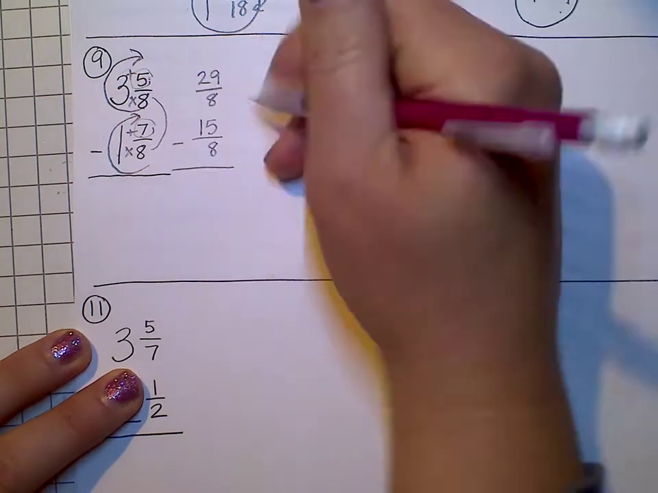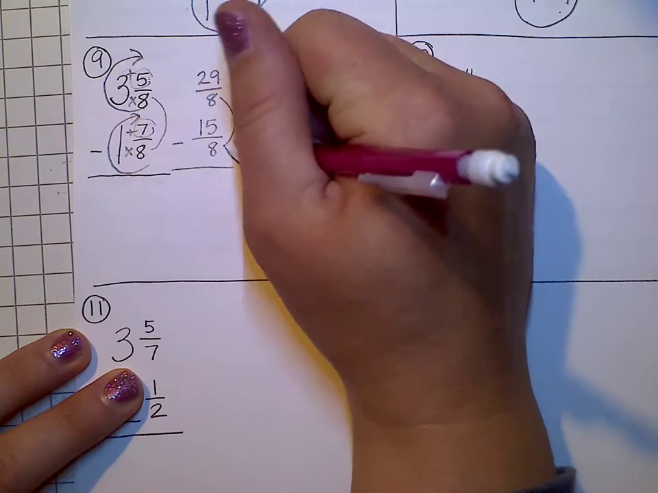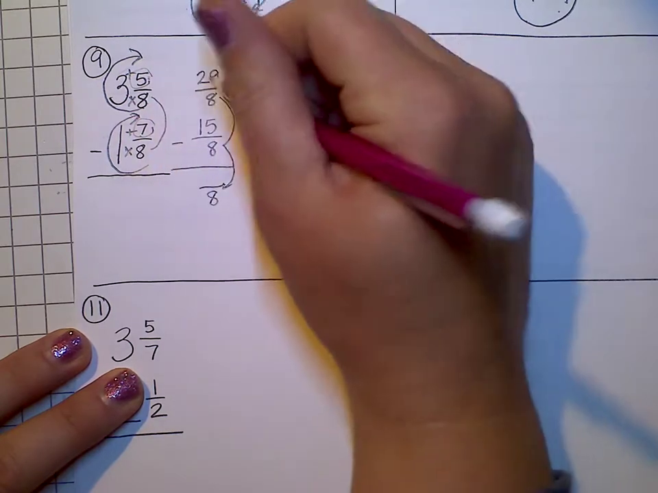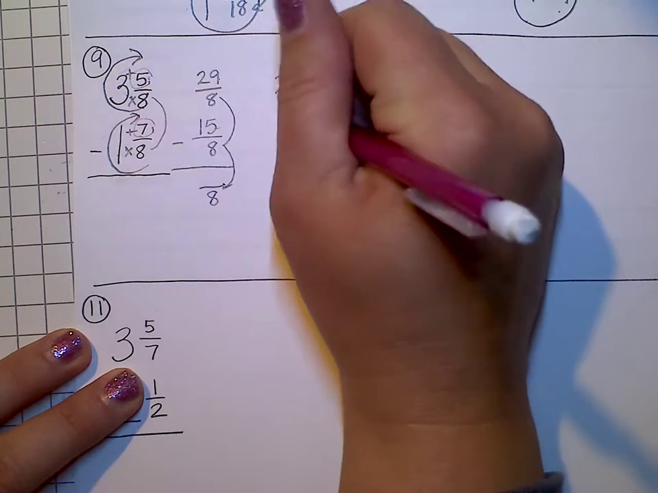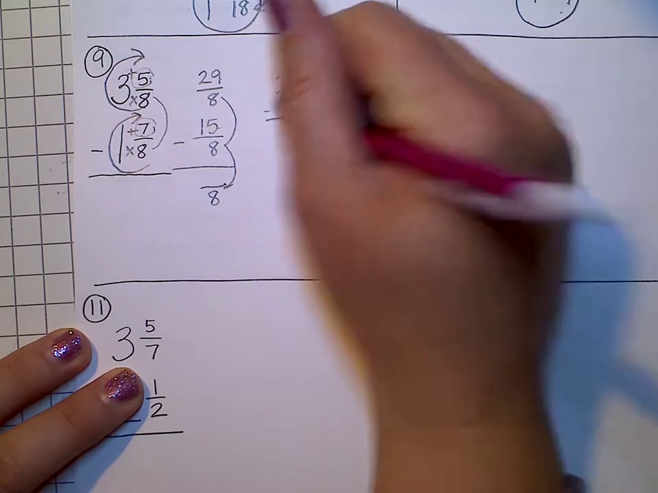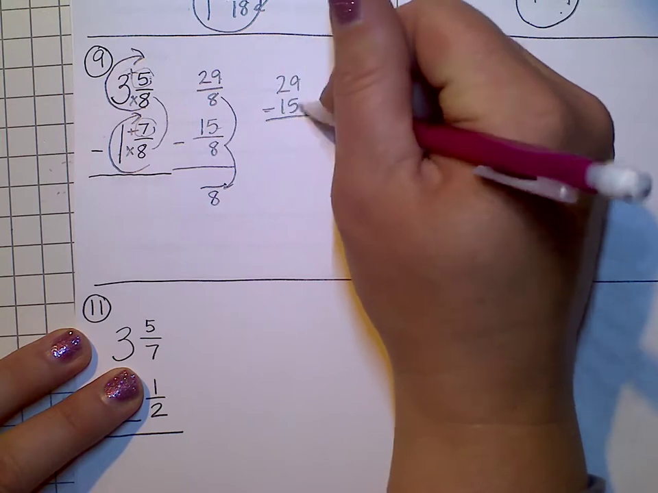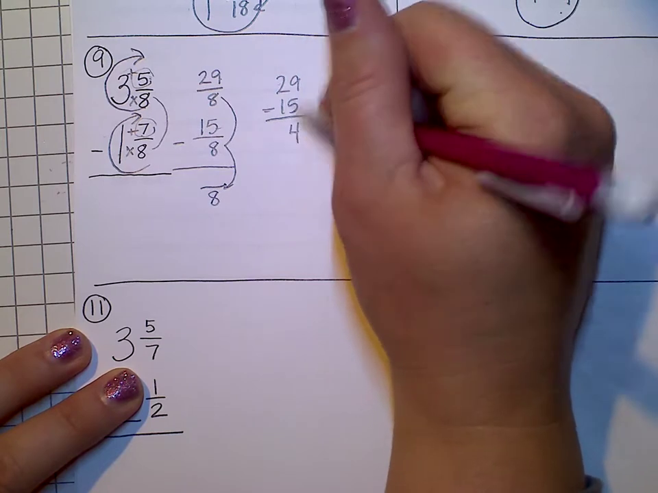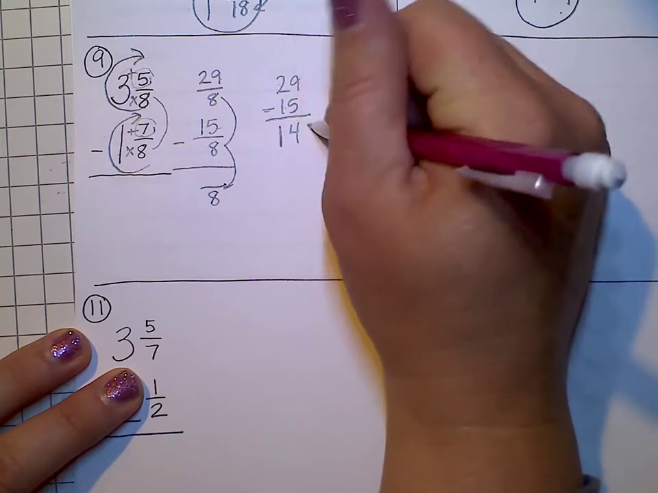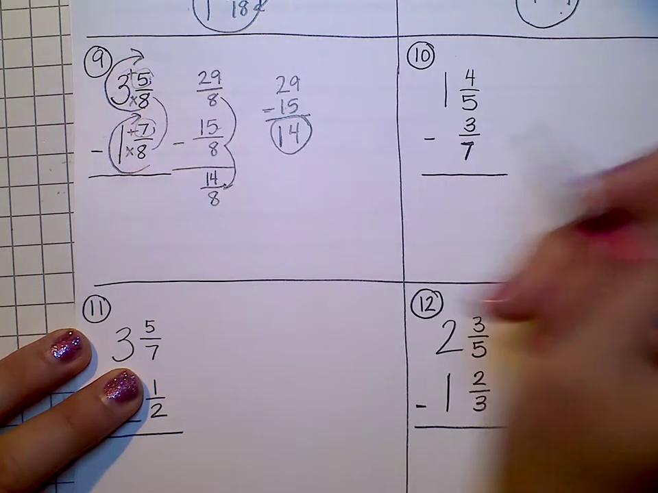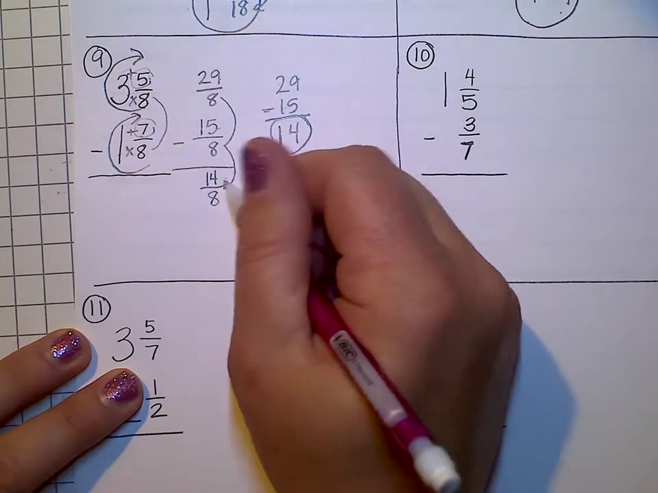So now, over here again, our 8 is our denominator. It is going to stay the same. I'm going to take these out and put them over here so I can see what I have. And then 29 take away 15, or 9 take away 5 is 4. 20 take away 10 is 10. So we have 14. And I would have 14 over 8 left. This is an improper fraction.